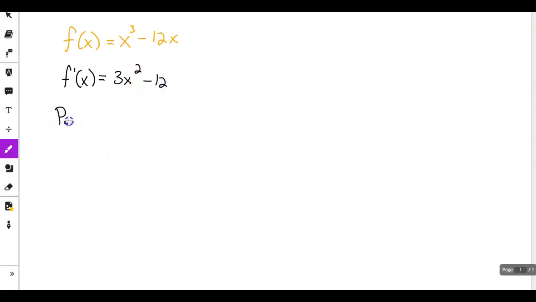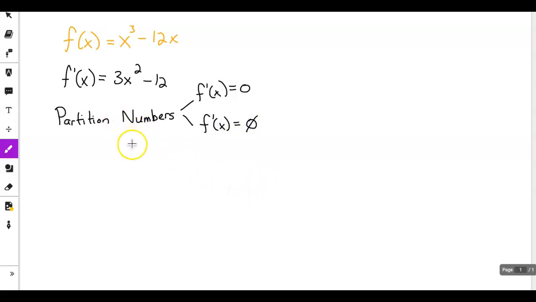Now, the next thing we're going to do is find our partition numbers. And remember, the definition of partition numbers are any numbers that make the derivative equal to 0 or make the derivative undefined. Okay? Now, our derivative is also a polynomial, so it will never be undefined. The easiest way to think of that is it doesn't have a denominator, and so you can't divide by 0. So we don't have to check the second case in this problem. So all we're going to do is set our derivative equal to 0, and then determine what our partition numbers are.